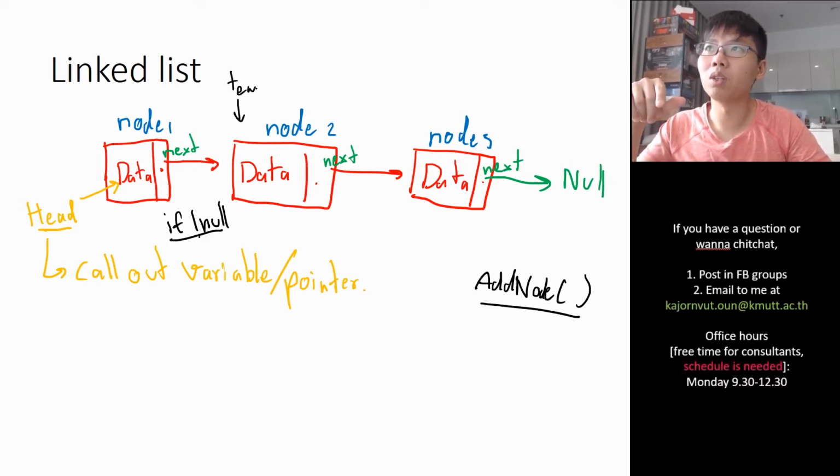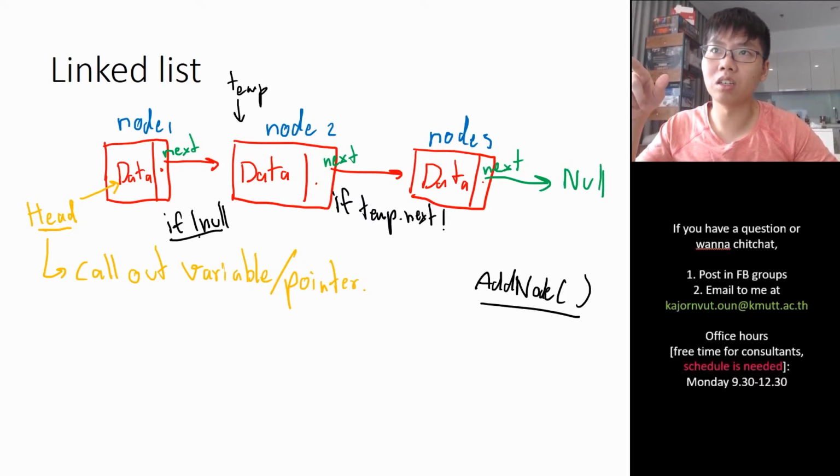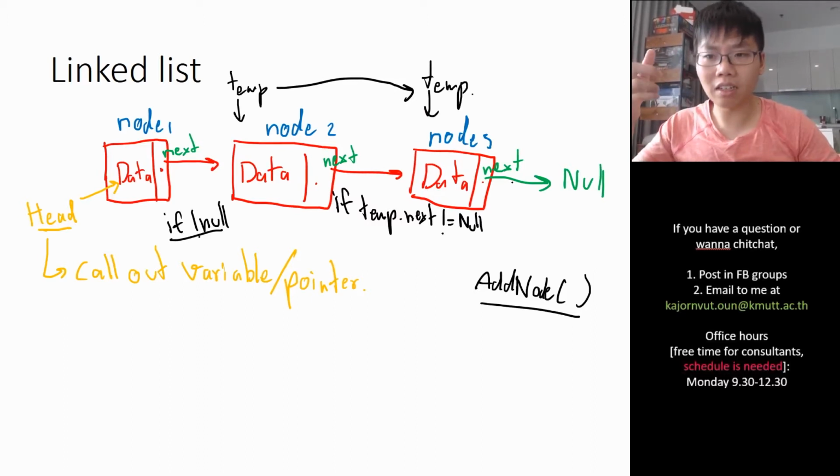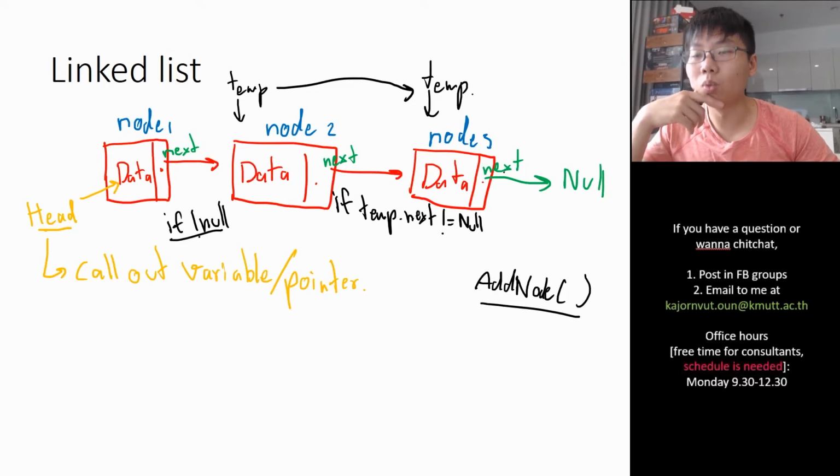So temp will shift here, and then it checks again whether temp.next is not equal to null. Then temp should move and check again. So that is the complication that happens when you add a new node without the tail pointer. You need to search through the list until you find the last node, and then you can add the new node over there, which is going to be much less efficient.